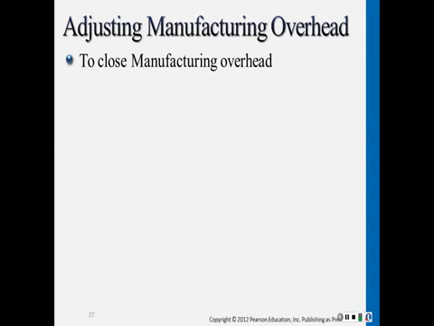Accountants adjust underallocated and overallocated overhead at the end of the period when closing the manufacturing overhead account. Closing the account means zeroing it out and adjusting cost of goods sold to its correct amount.